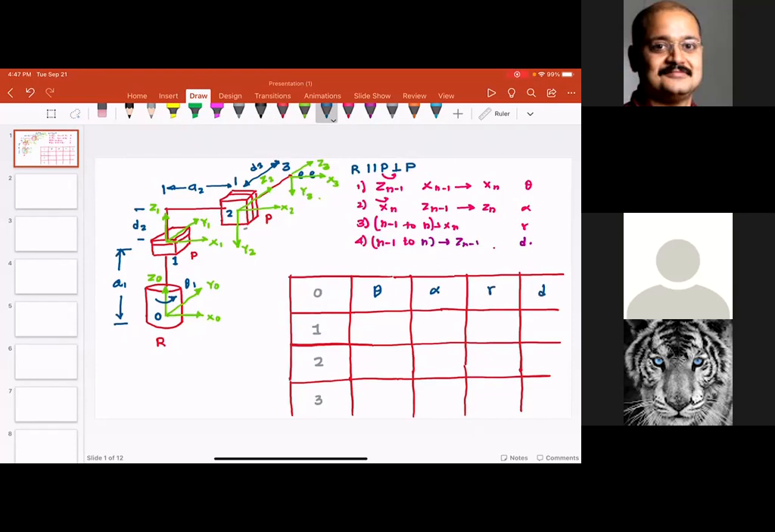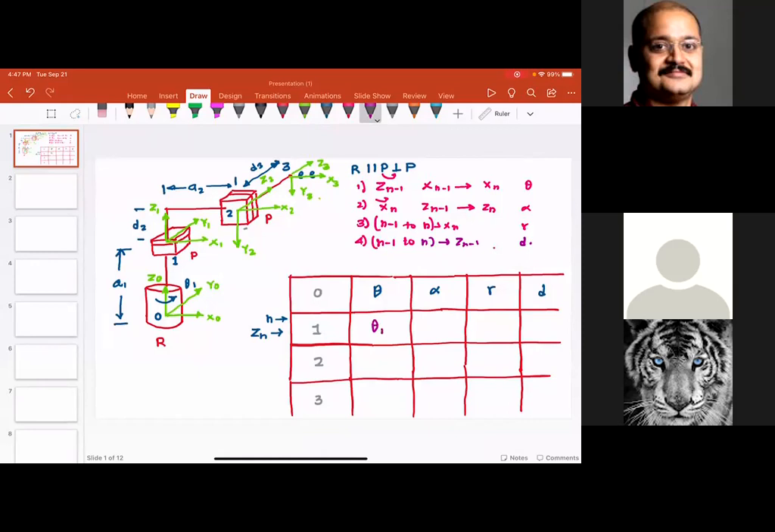Now first, look at zn minus 1. So right now we are looking at zn, so n is equal to 1. I'm interested in looking at rotation about z0, so that xn minus 1, which is x0, would get aligned with xn. And that rotation is going to be theta 1.